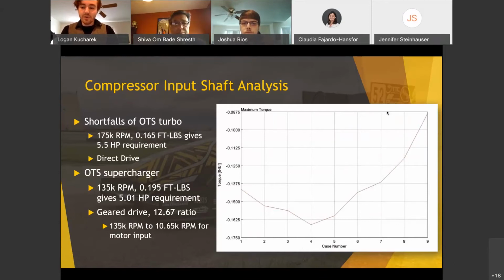The maximum torque was tested against each case of the simulation, which corresponds to an engine RPM. Case 1 is an engine RPM of 4,686 RPM, and case 9 is approximately 12,000. The maximum observed torque on the compressor input shaft is very deceptive. While values of 0.16 to 0.2 foot-pounds may seem incredibly low, when you're turning at speeds more than 200,000 RPM, there are power requirements of 4 to 5 horsepower to turn that shaft.